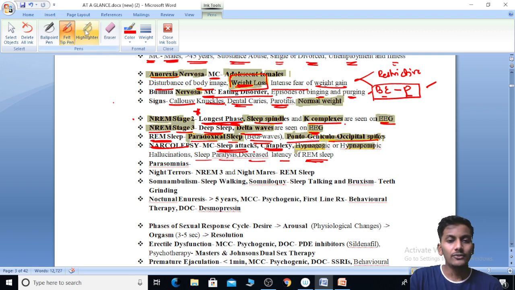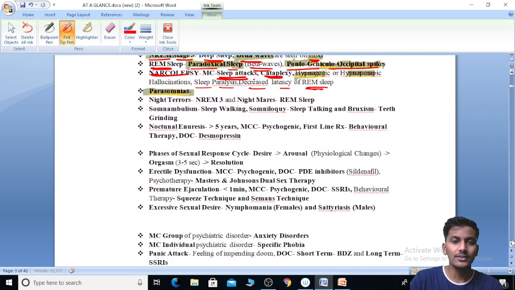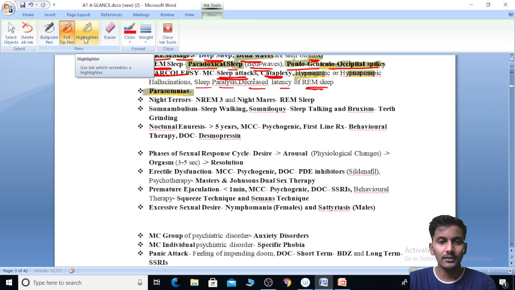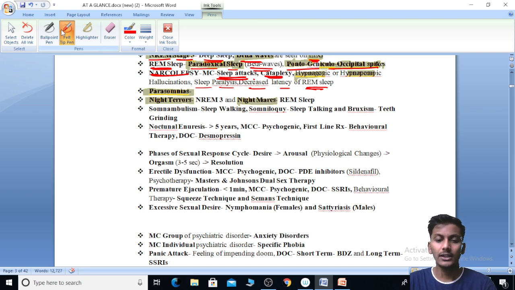Remember this. Next, moving further, talking about parasomnias. When we talk about parasomnias, guys, remember two important definitions that we need to differentiate: first are night terrors, and second are nightmares. Night terrors are usually associated with NREM stage 3, whereas nightmares are usually seen in REM sleep. Important feature, please remember this.